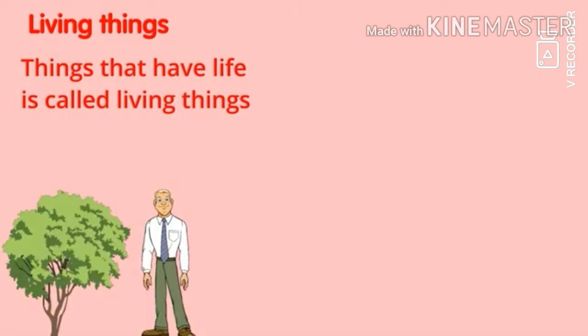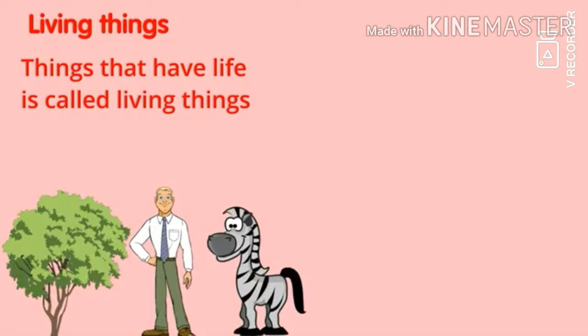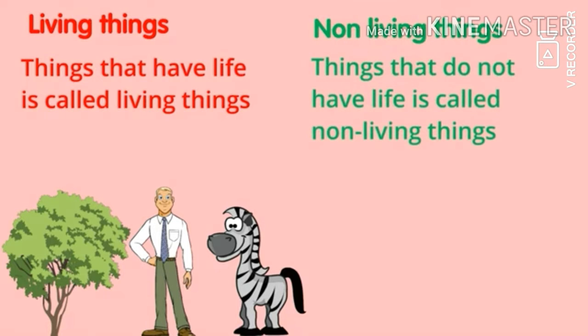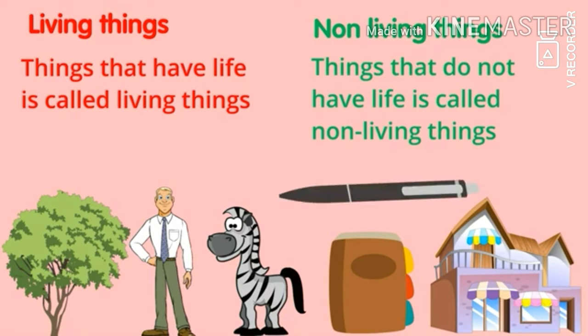Living things. Things that have life are called living things. For example, plants, human beings and animals are living things. Non-living things. Things that do not have life are called non-living things. For example, book, house and pan are examples of non-living things.